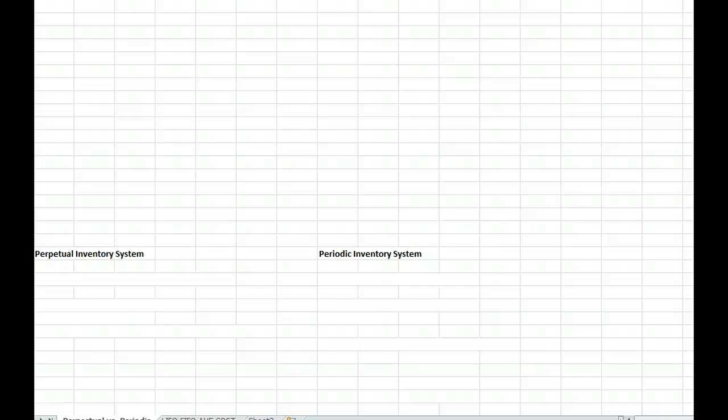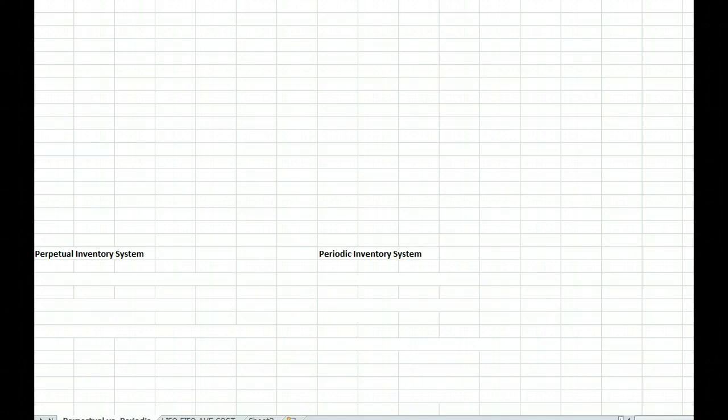Chapter 6 kind of throws a lot of material at us, and it makes it seem harder than it is. We're going to talk about the periodic inventory system versus the perpetual inventory system. We'll talk about assumptions for FIFO, LIFO, or average cost, which assumptions we could use whether we're using the periodic system or the perpetual inventory system, and we'll talk about the lower of cost or market value.